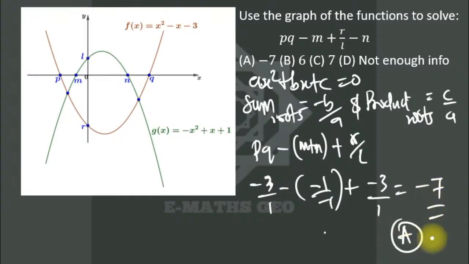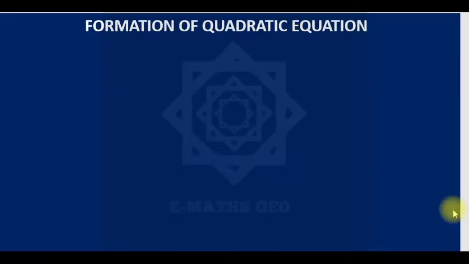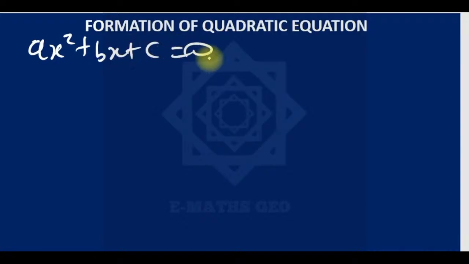Option A. So on formation of quadratic equations, you might be given the roots of a quadratic equation, and you are asked to form the quadratic equation that has those roots. So today we're going to derive it and know how to do it. We've known that a quadratic equation is of this form, the general form ax squared plus bx plus c equal to 0.